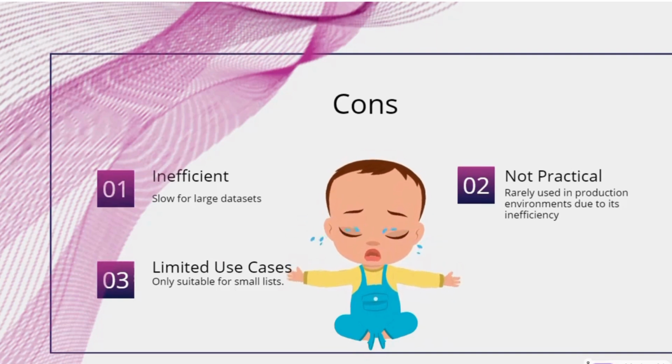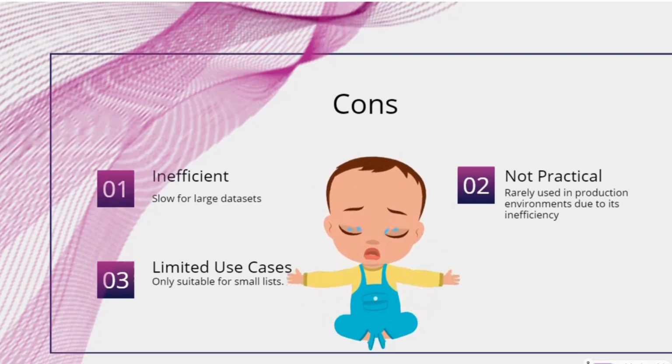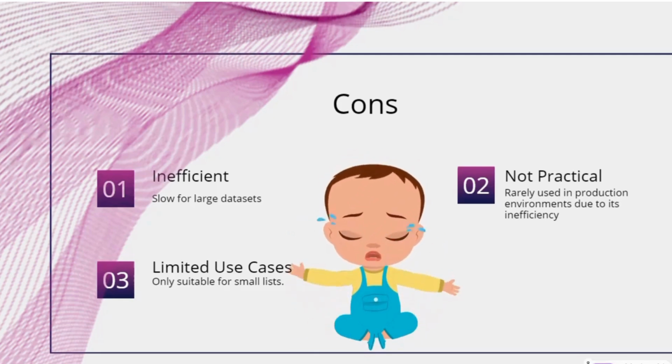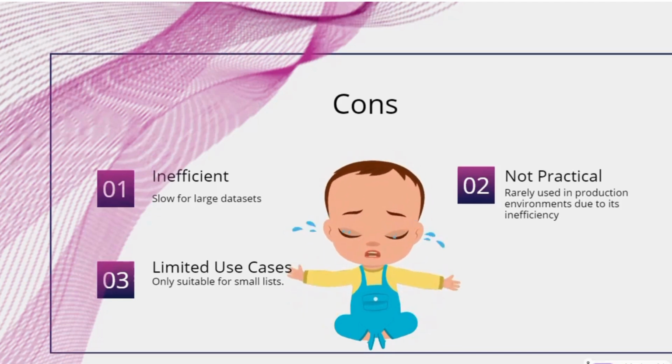Cons. Bubble sort is inefficient as it is slow for large datasets with a time complexity of O(n^2). And therefore it is rarely used in production environments. It is only suitable for small lists.